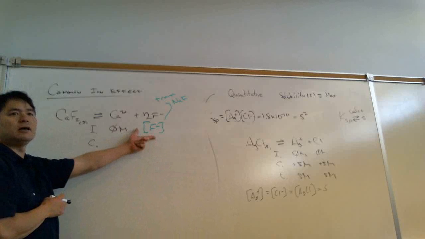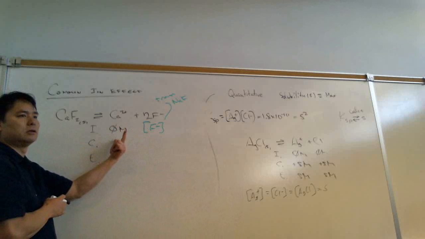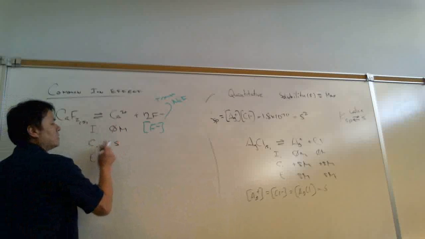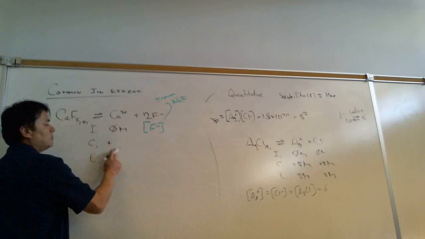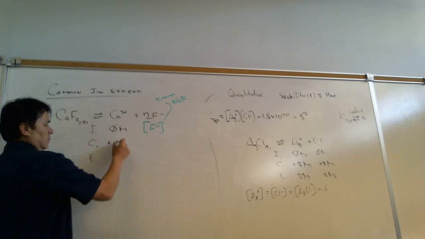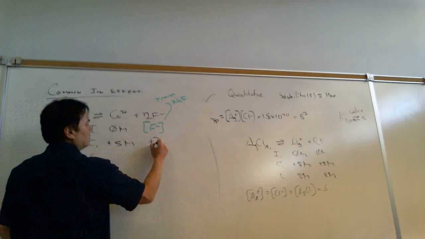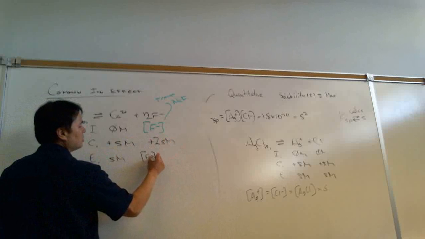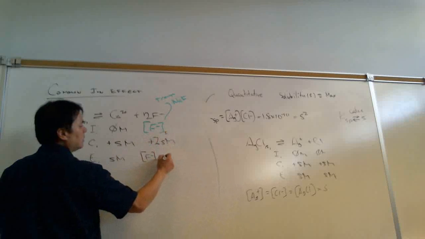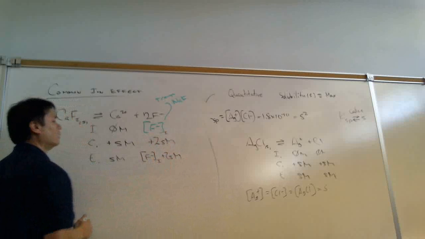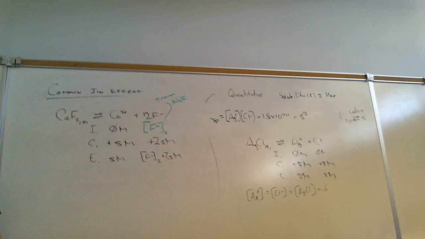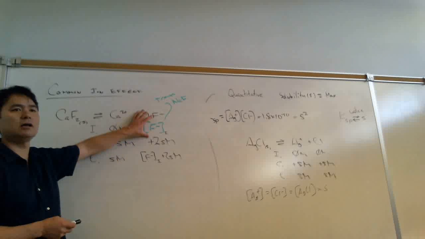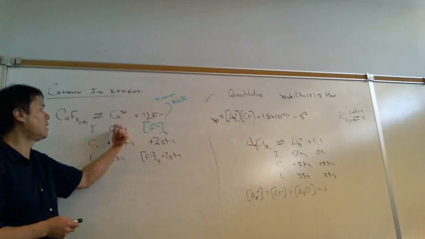If we got common ion there, we aren't going to generate as much calcium, therefore we aren't going to dissolve as much. And so it's the same thing. Is this plus S or plus X? Plus S molar, and this is going to be plus 2S molar. And so at equilibrium, I'm going to get S molar, and then the fluoride initial here, which we have, plus 2S molar. And now when I solve for S, S is going to be a smaller number than before because of the common ion effect. And the more common ion I have in here, the less calcium I'm going to have.